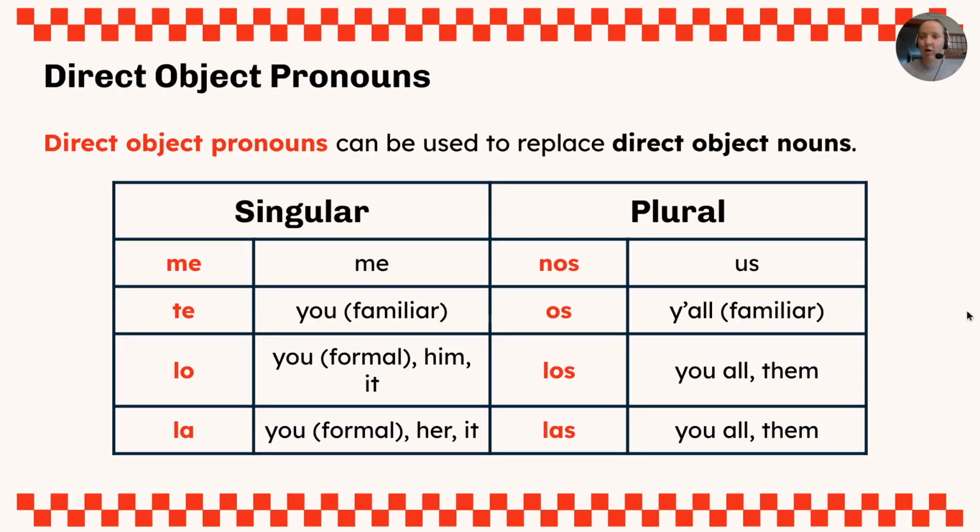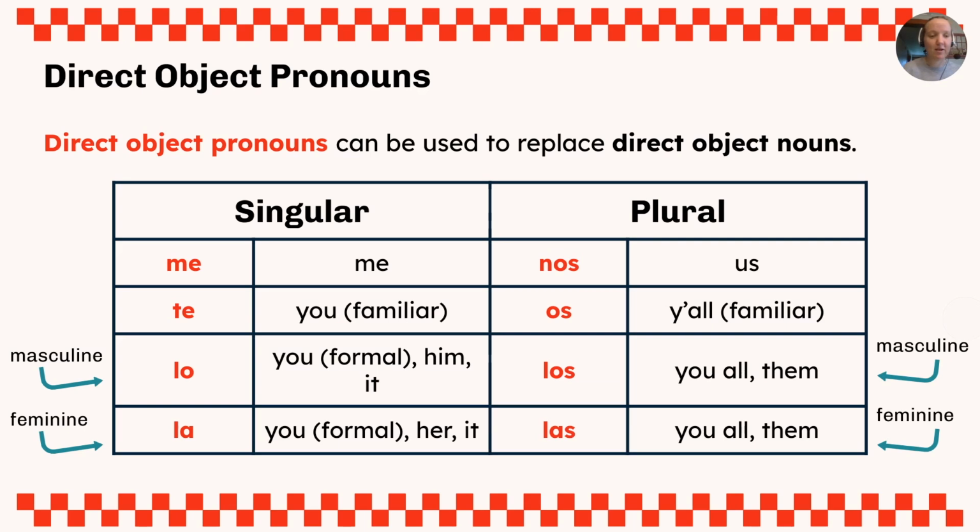Here we have our chart for our direct object pronouns. On the singular side, we have me for me, te for you in a familiar or informal context. Masculine and singular nouns, we have lo. For our feminine and singular nouns, we have la. Then moving over to the plural side, we have nos for us, os for y'all, a familiar form of you all. Remember that this form is only used in Spain. Los for the masculine plural nouns, and las for the feminine plural nouns.